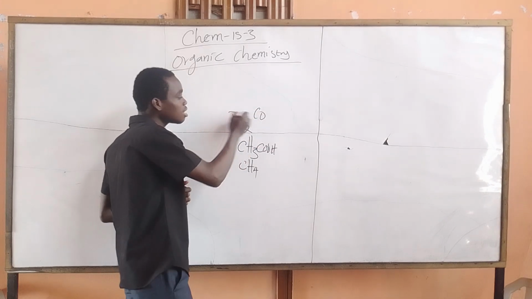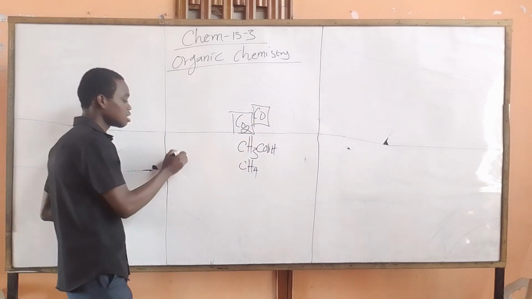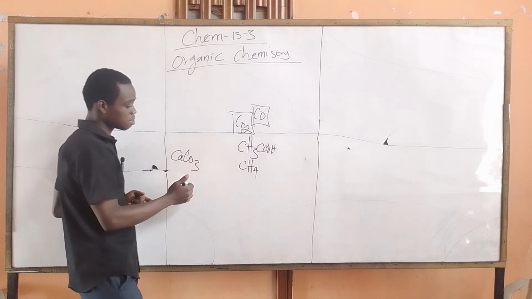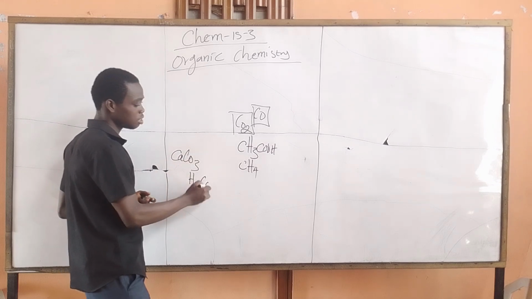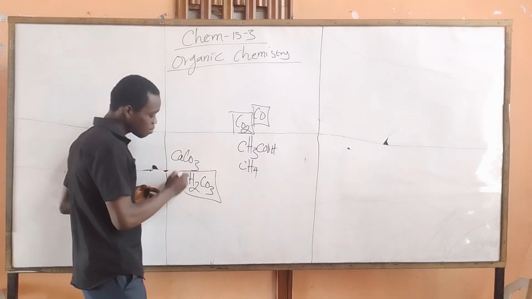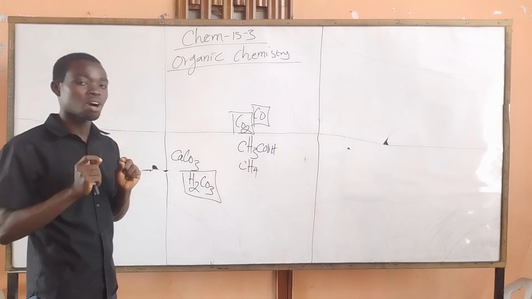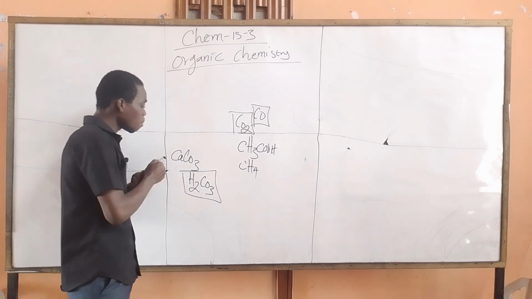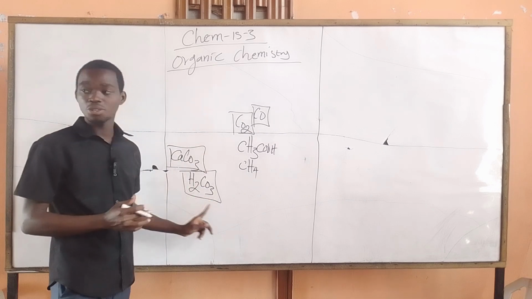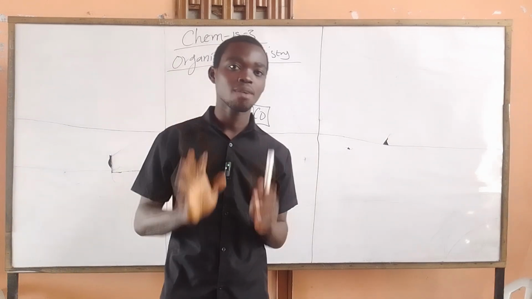Now, but organic chemistry does not talk about the inorganic compounds of carbon, like calcium carbonate and hydrogen carbonate. So we can also say that organic chemistry is the chemistry of carbon compounds, except the compounds of calcium carbonate, hydrogen carbonate, or any inorganic compounds of carbon.